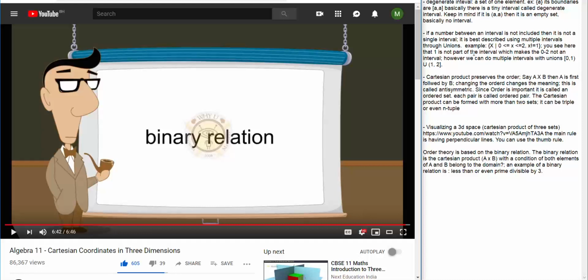And it's very important in the Cartesian product to keep the order in place, because changing the order completely changes the meaning. And this is called antisymmetric. And this is what ordered pair means. So you have to always keep the order in place so that you do not jeopardize the meaning.